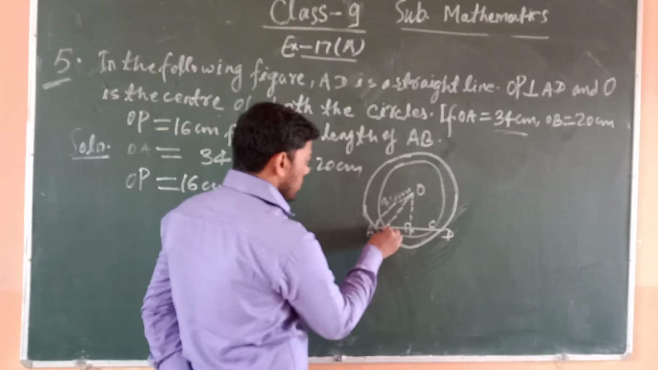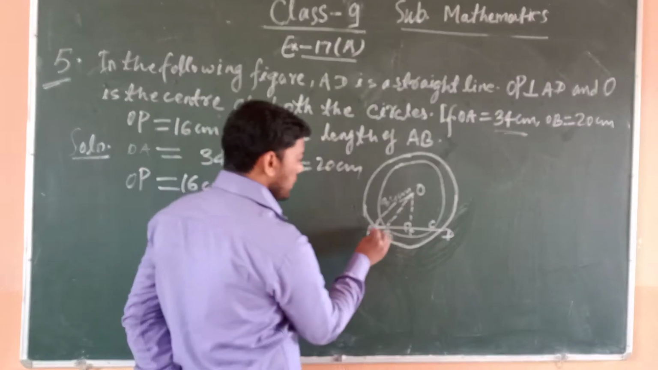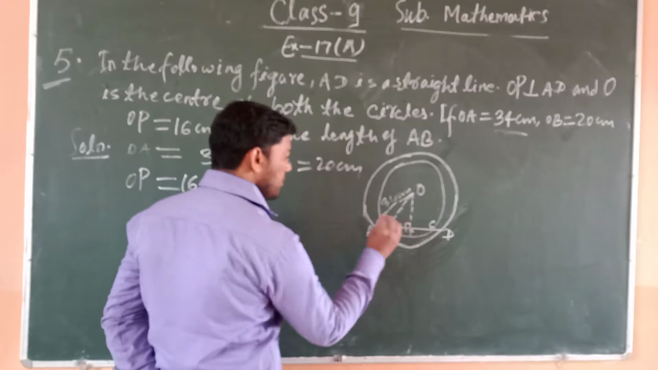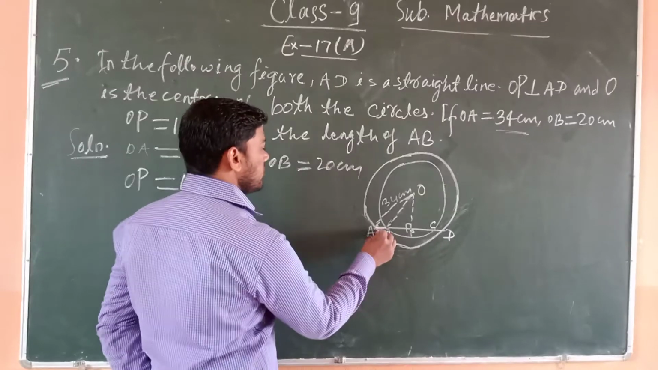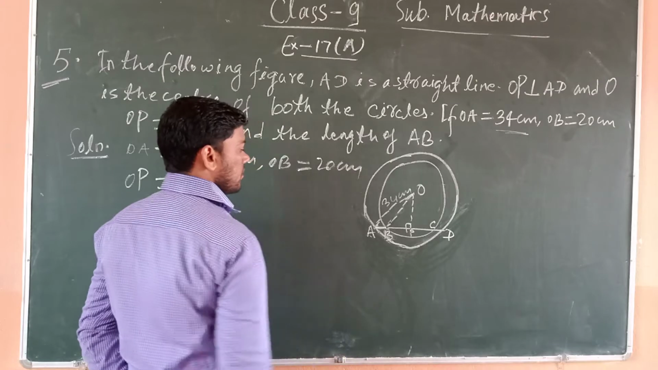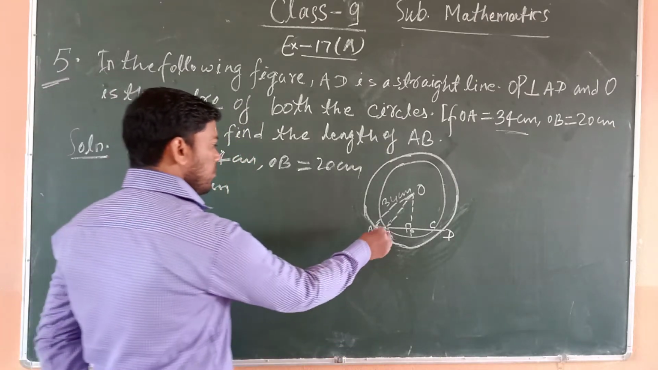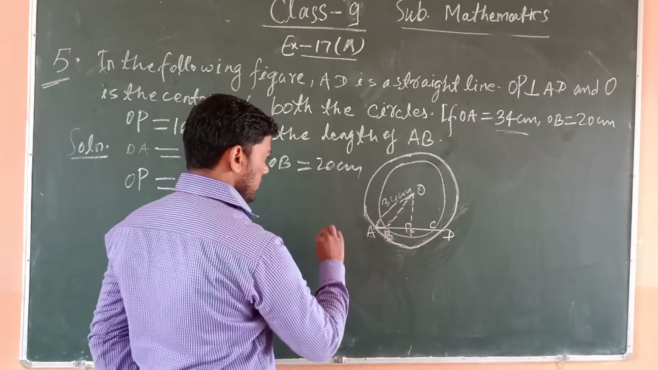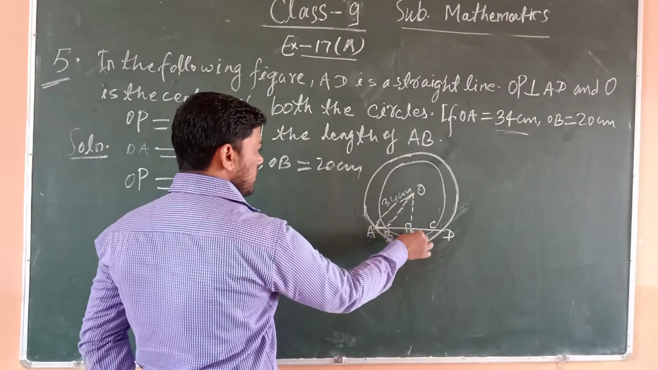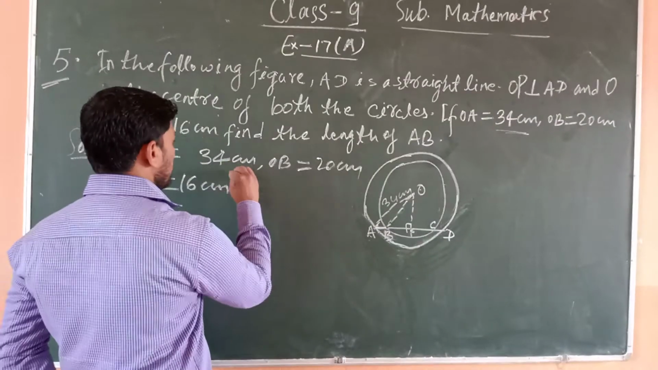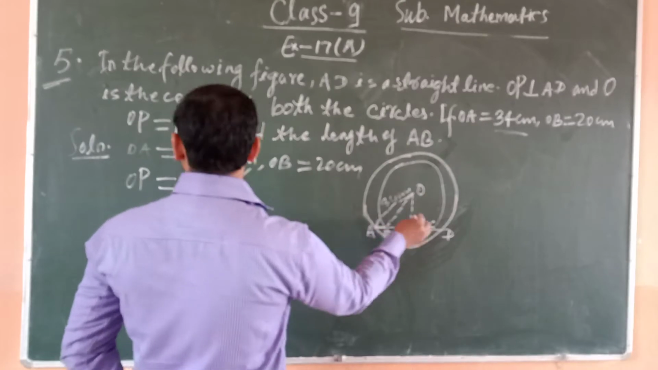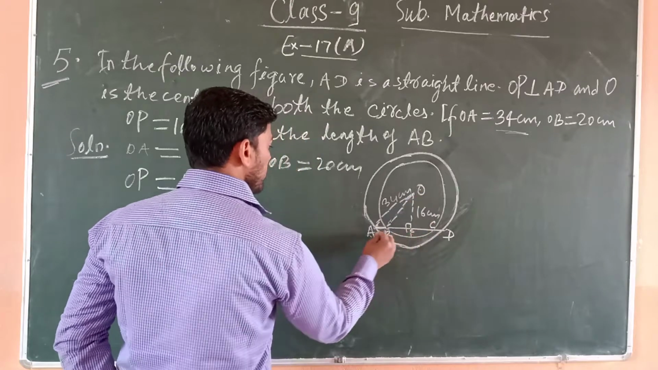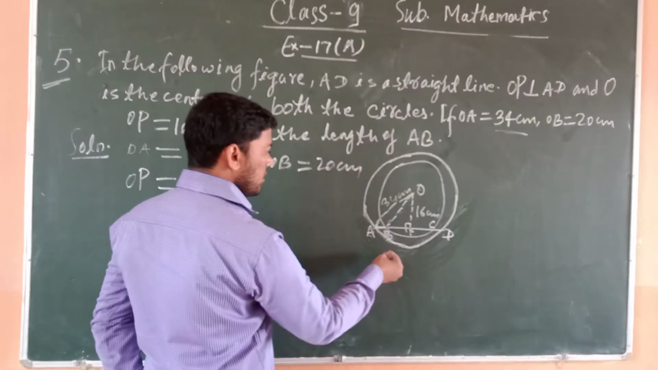For finding the length of AB, first we need to find the length of AP, and the length of BP. Then AP minus BP is equal to AB. So AP is in triangle OAP. In triangle OAP, OA is 34 centimeter and OP is 16 centimeter, and OP is perpendicular to AD.